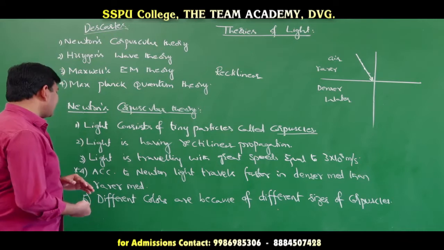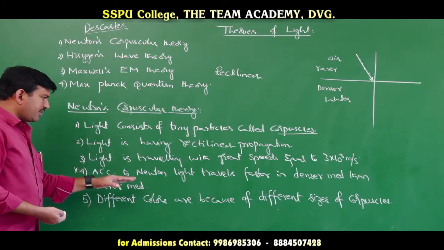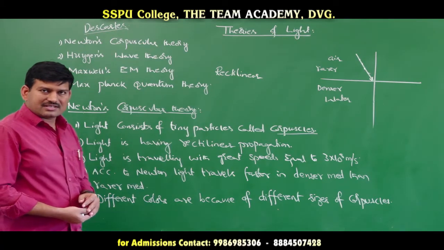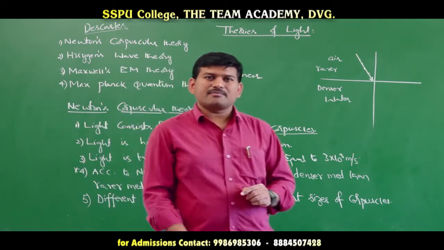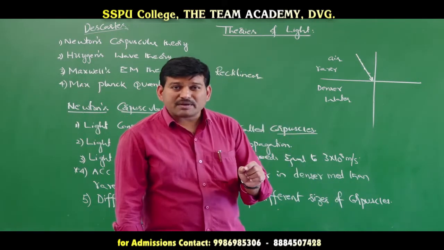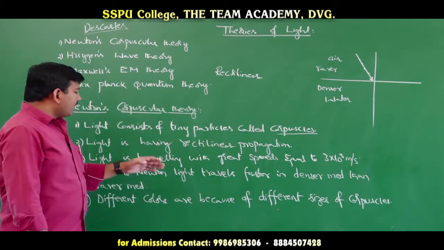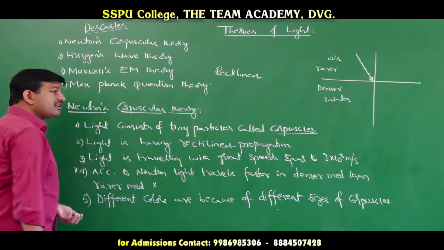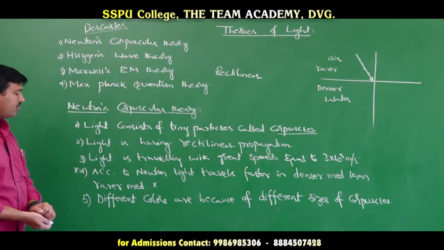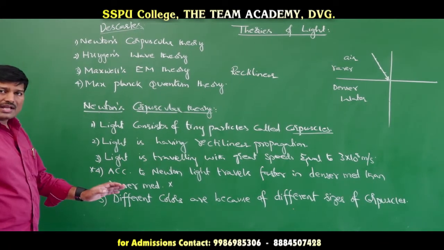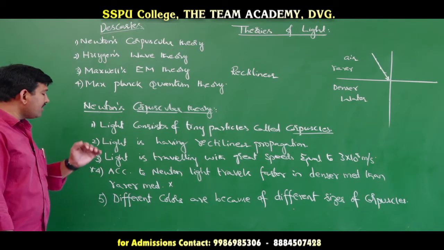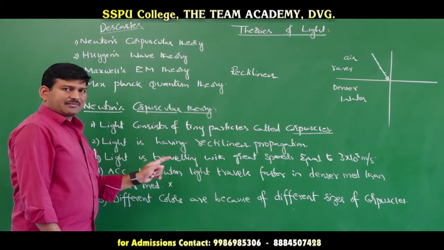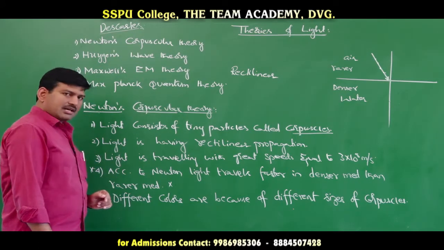Newton said that light travels faster in a denser medium than in a rarer medium; this is a point put forward by him. But experimentally it was noticed that light travels faster in the rarer medium compared with the denser medium. This is an experimentally proven fact, and because of that evidence this point is neglected, and it is a failure of Newton's corpuscular theory. What is the failure? Newton said that light travels faster in a denser medium than in a rarer medium, but in reality light travels faster in a rarer medium than in a denser medium. This is the failure of Newton's corpuscular theory.